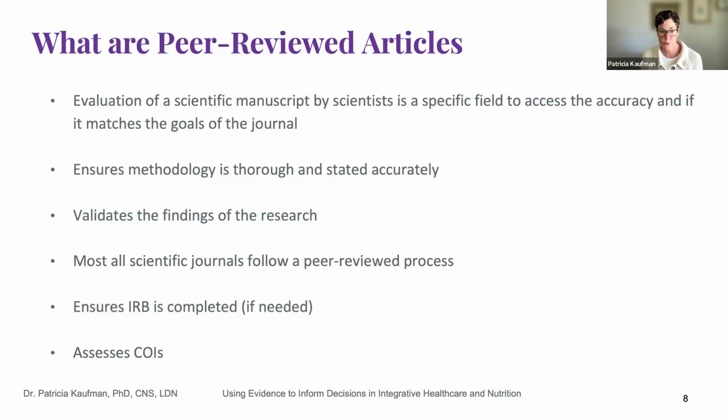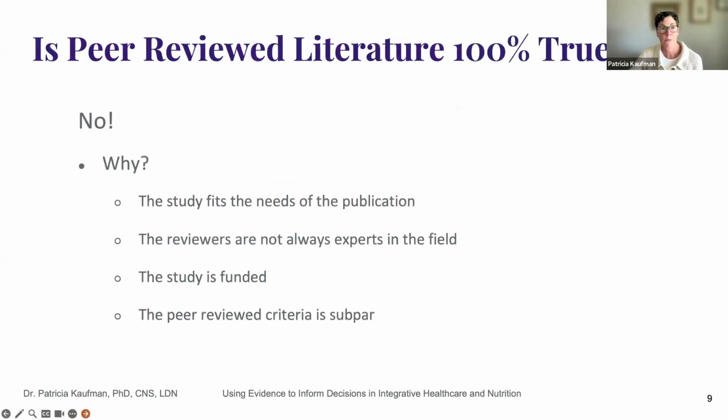Most scientific journals follow a peer review process. For the journals that I peer review, I have a specific process and I have to answer specific questions. It also ensures IRB is completed if needed. IRB is needed when there's an intervention that deals with humans and animals. So peer reviewers are responsible for ensuring that an IRB was completed, and to assess conflicts of interest as well.